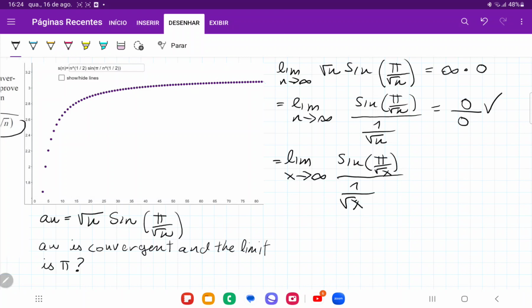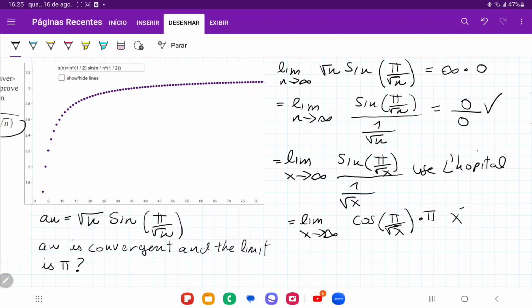So as we've seen, this is 0 over 0, right? So what we're going to do here is use L'Hopital. And for L'Hopital, we have to differentiate the top and the bottom, right? So we're going to say the limit as x approaches infinity. The derivative of the guy on top is going to be cosine of pi over root x times the derivative of the inside. So times pi, and the derivative of root x, let's see, that's x to the negative 1/2, so that's going to be negative 1/2 x to the negative 3/2, right?